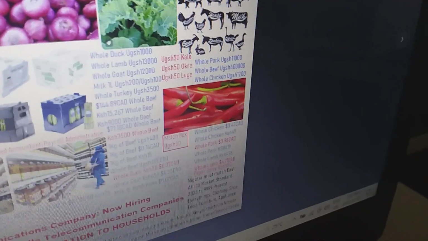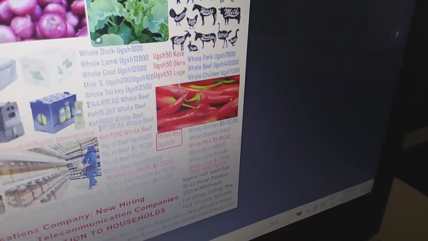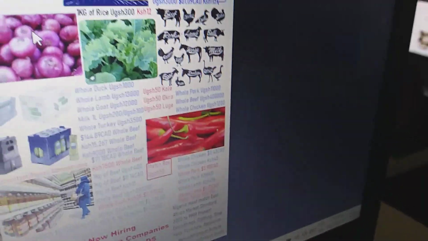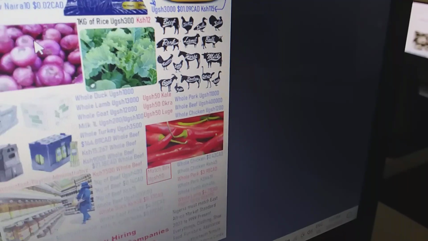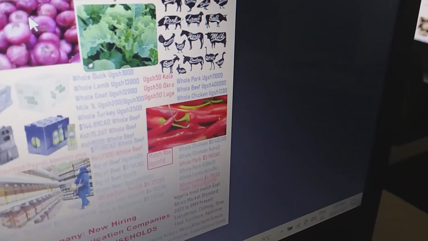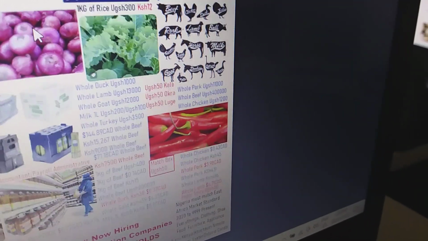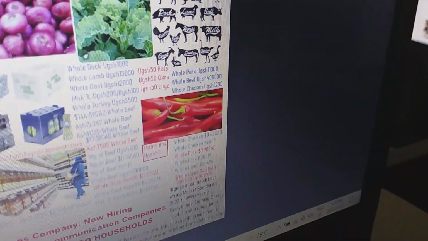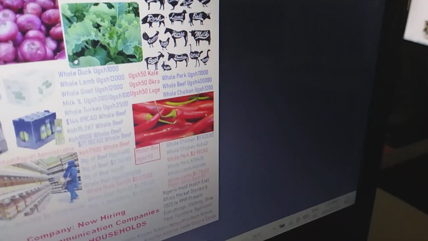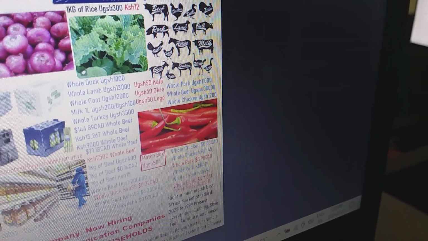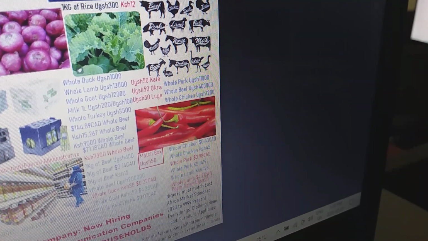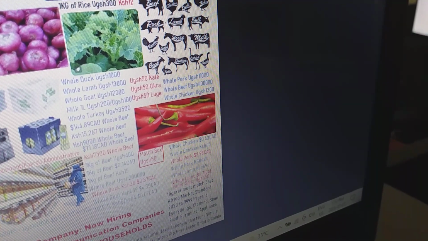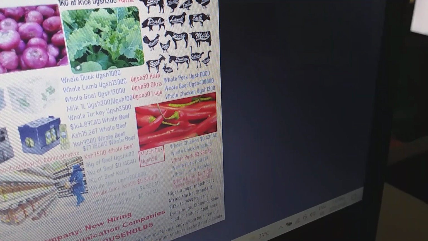Whole turkey, 3,500. Okay, so if you buy a whole beef, which is live, and you slaughter it and you sell it by the kilo, you will make at least $144 Canadian dollars. That's $145 Canadian. In Uganda, that is roughly 400,000 Ugandan shillings for the whole beef.